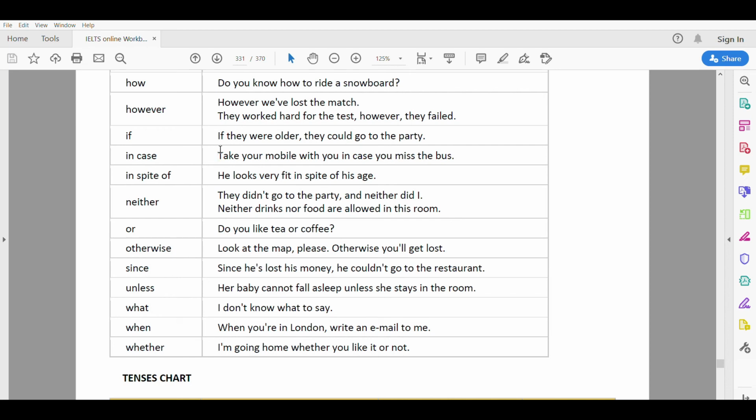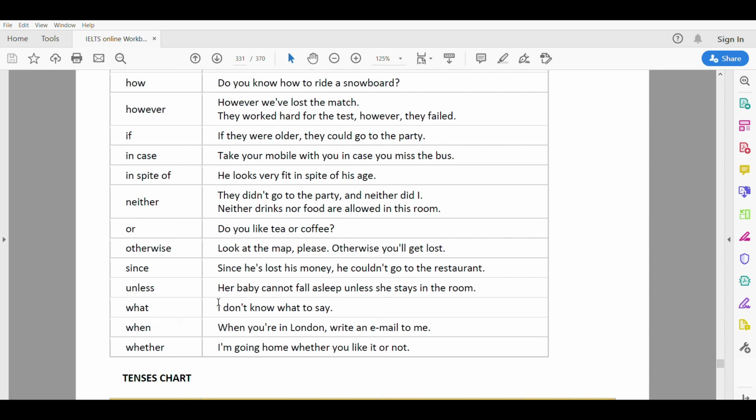The next one is unless. Her baby cannot fall asleep unless she stays in the room. So her baby cannot fall asleep is an independent clause. Unless she stays in the room is also an independent clause. So no need of comma. You can simply use a connector to join the sentences.